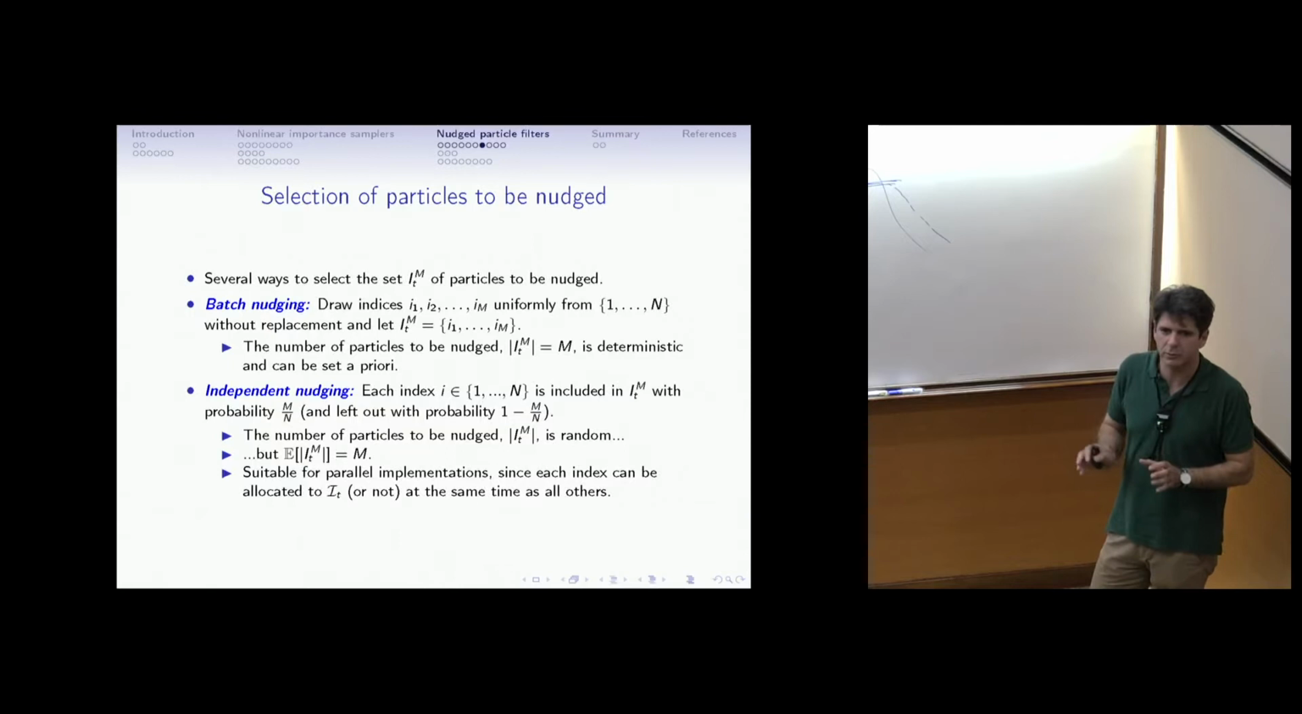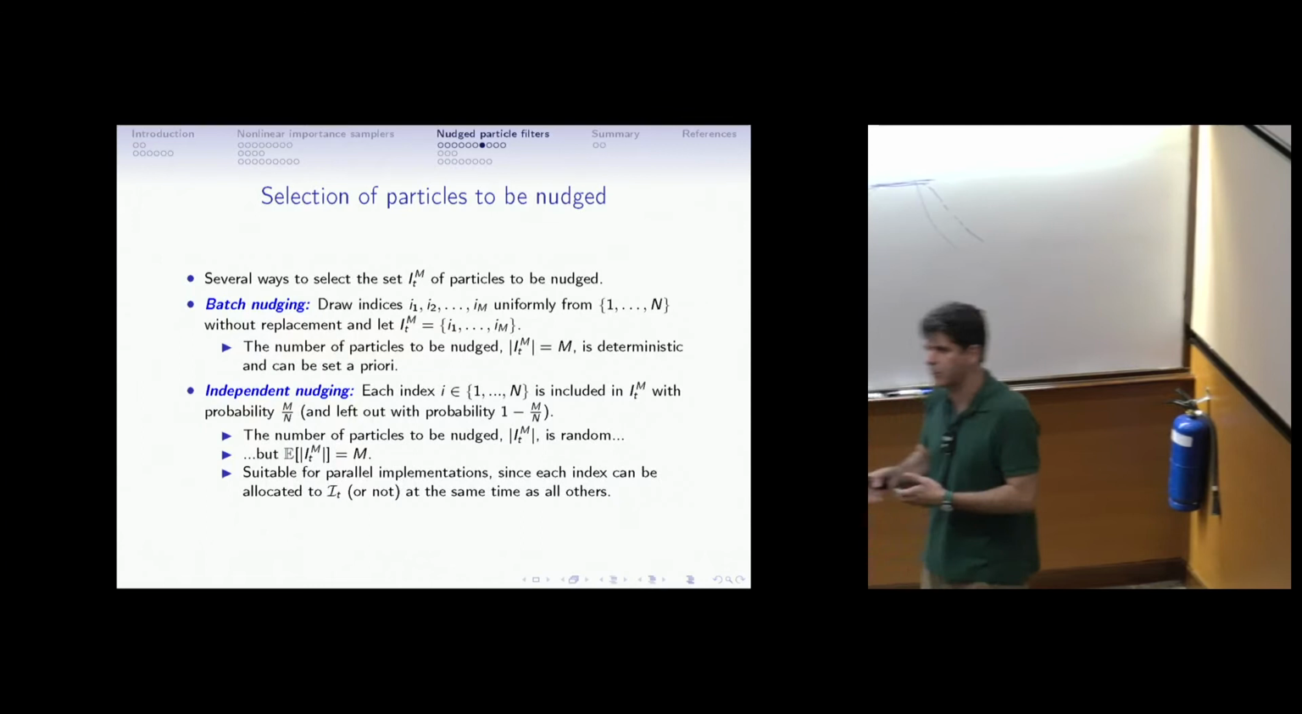With independent nudging, you take each particle and you nudge it with probability M over N, or you leave it as it is with probability 1 minus M over N. The advantage of this procedure is that you can process in parallel, so you can process each particle independently of the others. You decide whether it is going to be nudged or not, and then you transform it or not.